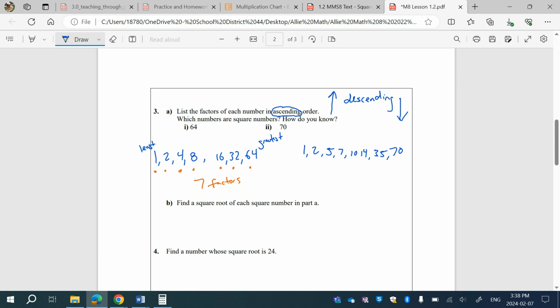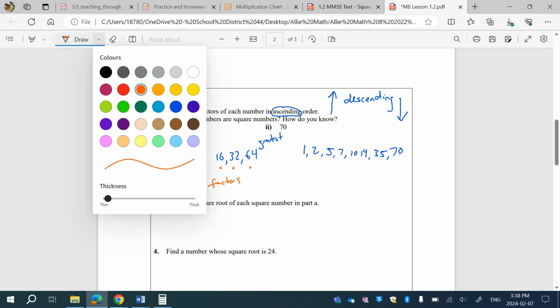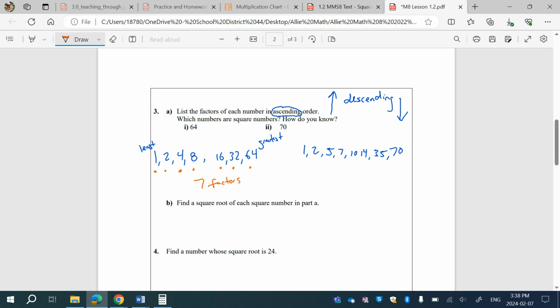So now we have the factors, or the numbers that divide evenly into 70. And now let's count them. 1, 2, 3, 4, 5, 6, 7, 8. 8 factors. Okay, so for this number, which is not a perfect square, we have 8 factors. For 64, which is a perfect square, we have 7 factors.